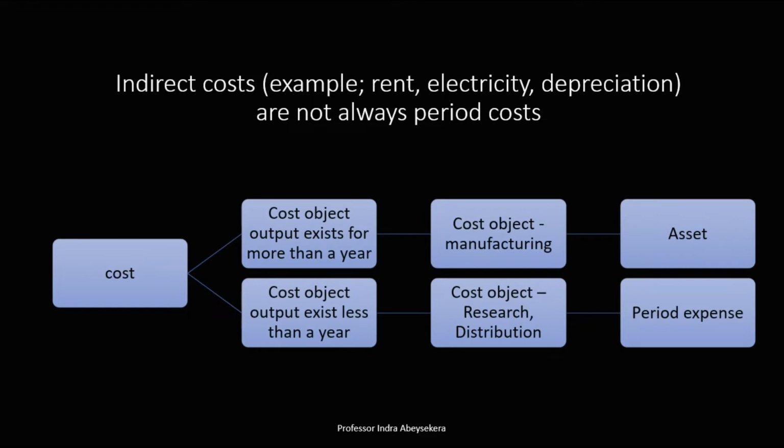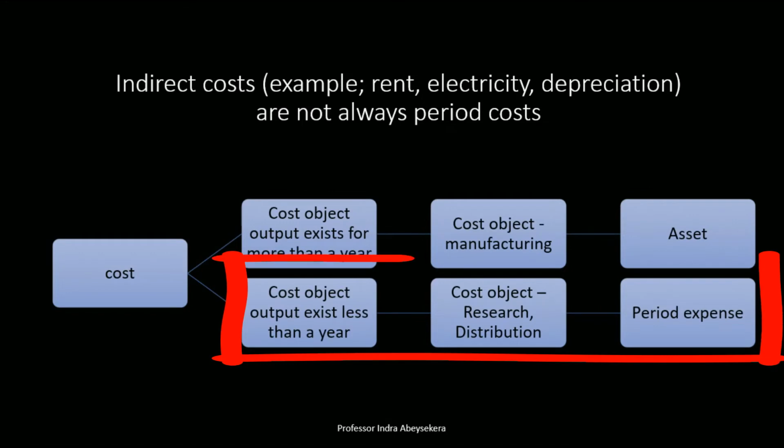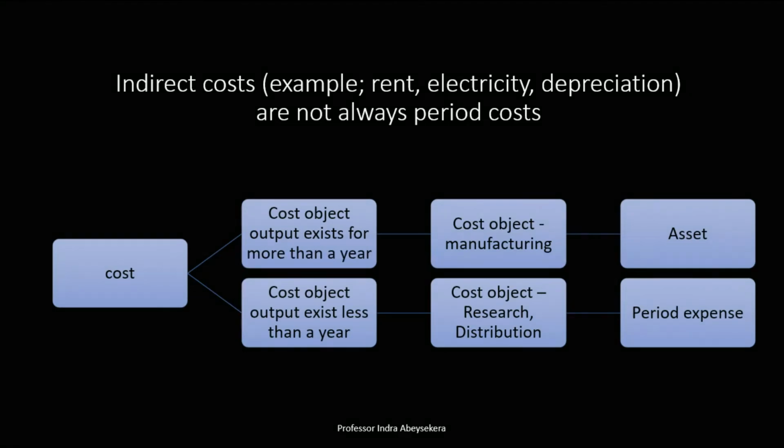Some cost objects' output exists for less than a year, and those costs are incurred, for example, research or distribution, and they become period costs.